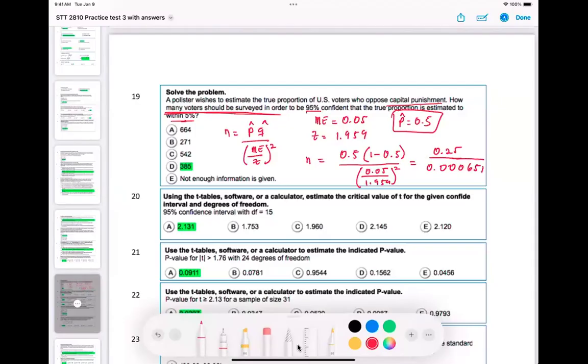I get 0.0000651 right here. And then you just use your calculator to do this. So when I do that, I get about 384.1 something. Because you are looking for the sample size, it cannot be a decimal. So it's approximately 385. You can even see the rest of the answers are not even close. So this is how to determine the sample size for the proportion.